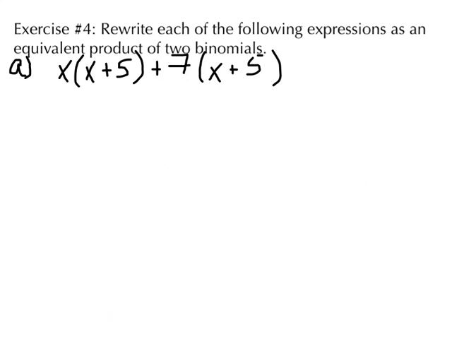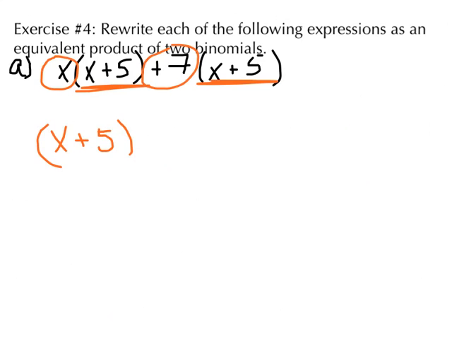We're going to jump to exercise number 4. Rewrite each of the following expressions as an equivalent product of two binomials. So what I would like you to do is go ahead and continue just to work on your fluency. So let's do A together. What do I see that's exactly the same? I see x plus 5. So I'm going to take that x plus 5 and I'm going to pull it out. So I'm going to have x plus 5 in my first parentheses. Well, what do I have left? I have x plus 7. So I'm going to go ahead and put that into your other parenthesis, x plus 7.